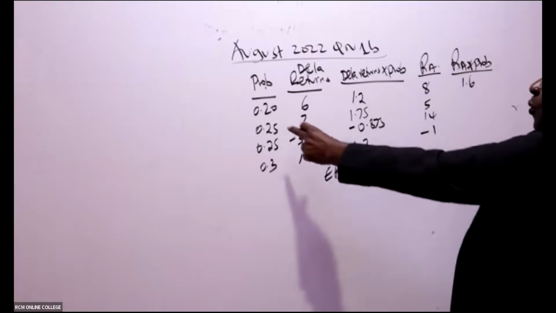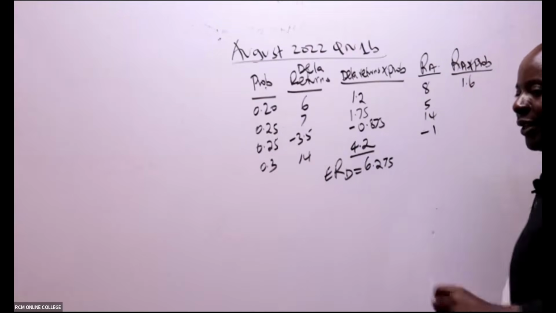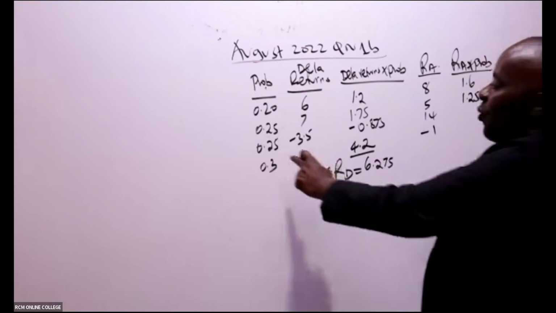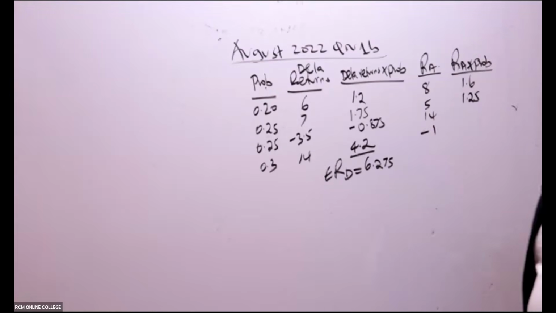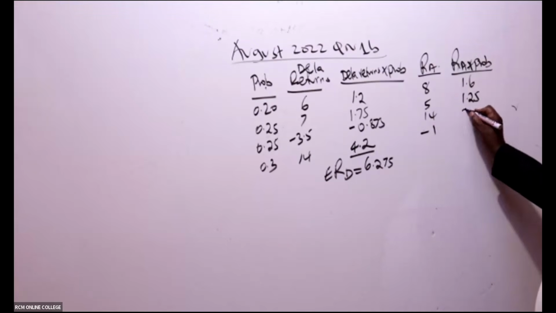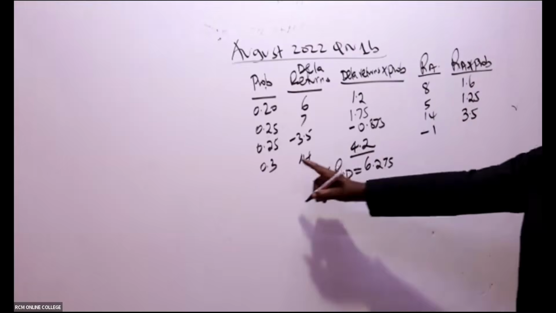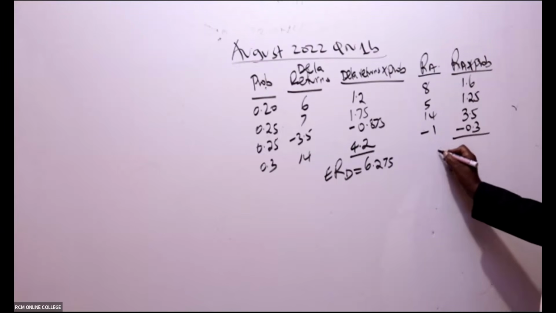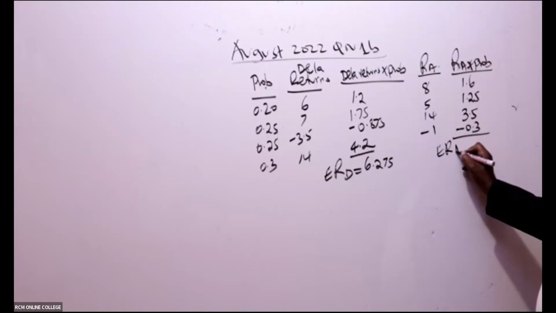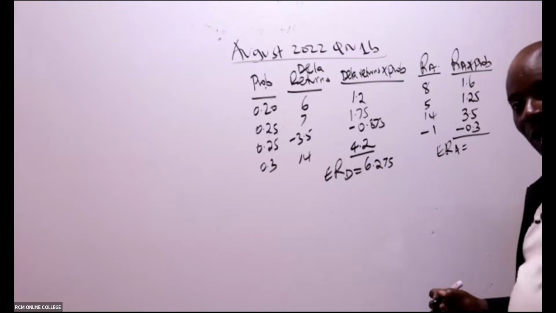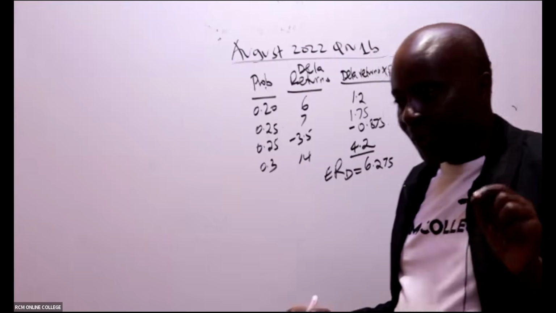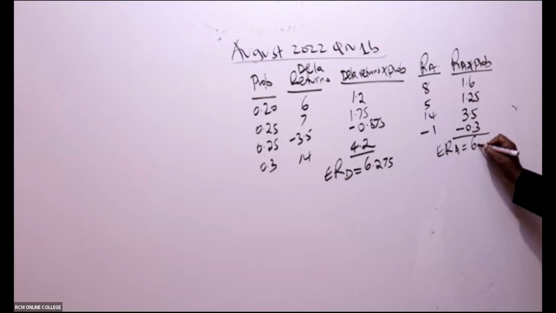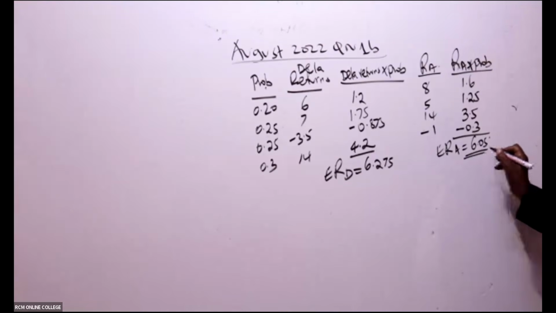Then we have 0.25 times 5, which gives 1.25. Then 0.25 times 14, which gives 3.5. Lastly, 0.3 times minus 1, which gives minus 0.3. Please go ahead and give me the expected returns of A. Because now we have involved probabilities, these are expectations. Somebody is giving me a figure of 6.05.